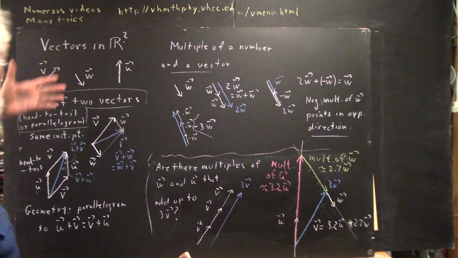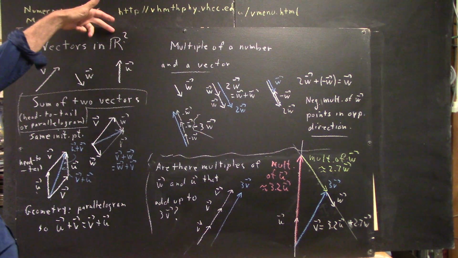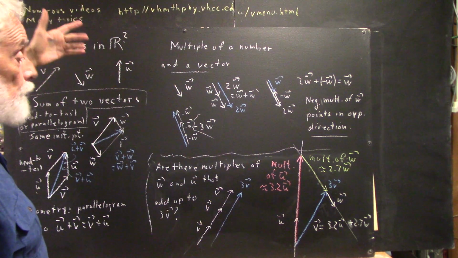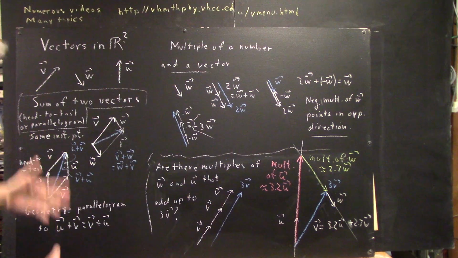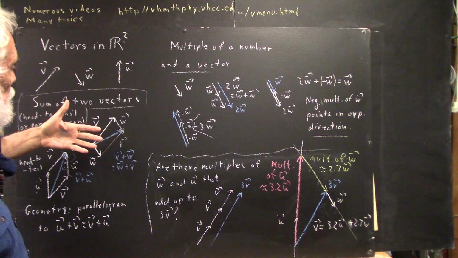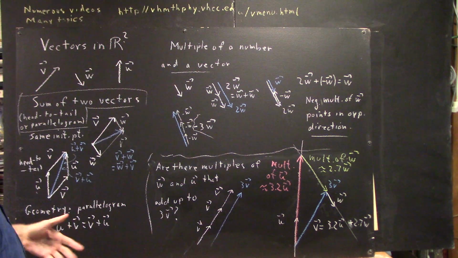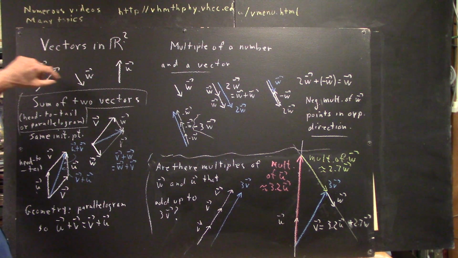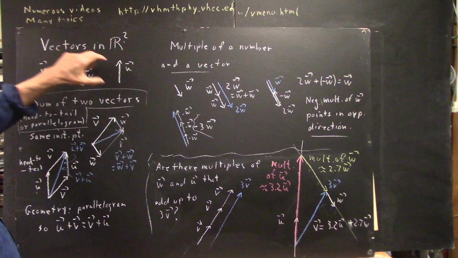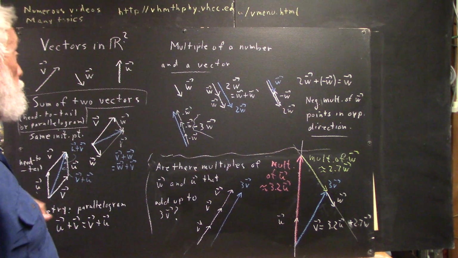Doing a brief summary of vectors in R2. R2 being the plane, the XY plane if you wish, but any 2 by 2 plane. So this board represents a 2 by 2 plane. This arrow represents a vector that we call V. This arrow represents a vector we call W. This one represents a vector we call U.